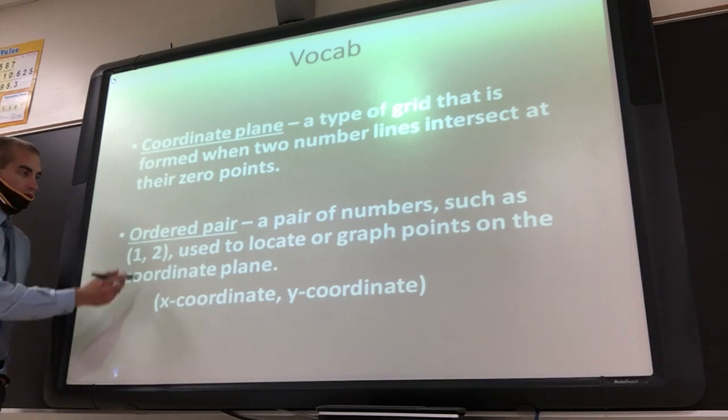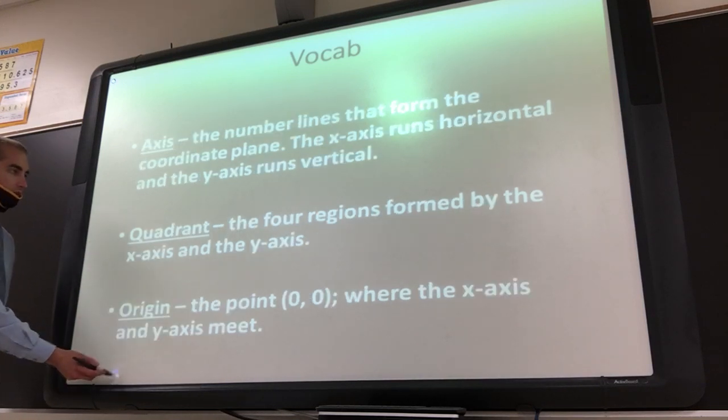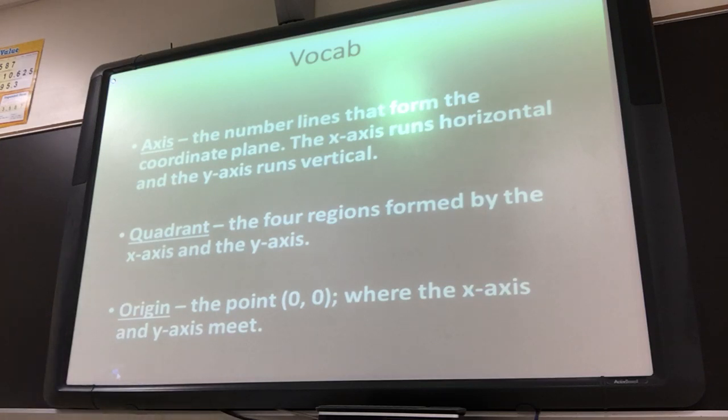All right, so along with those two terms, we've got axis. An axis, that's the number lines that make up the coordinate plane. They intersect where both of them are 0. The x-axis is horizontal, it's side to side. And the y-axis is vertical, it goes up and down.